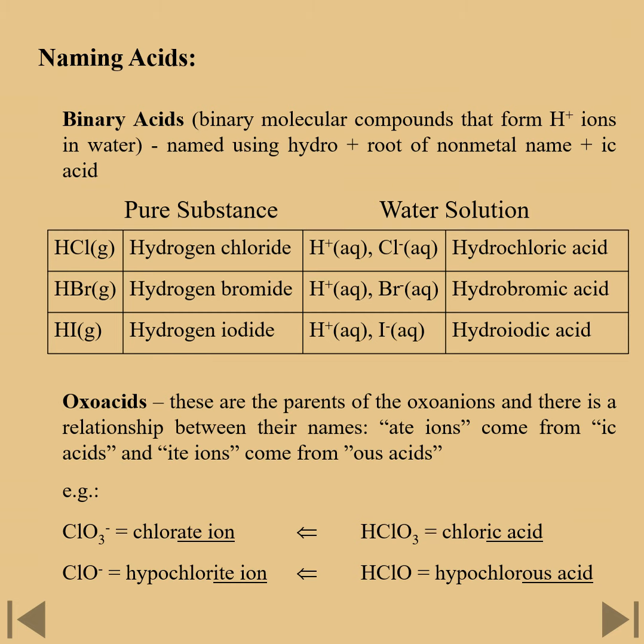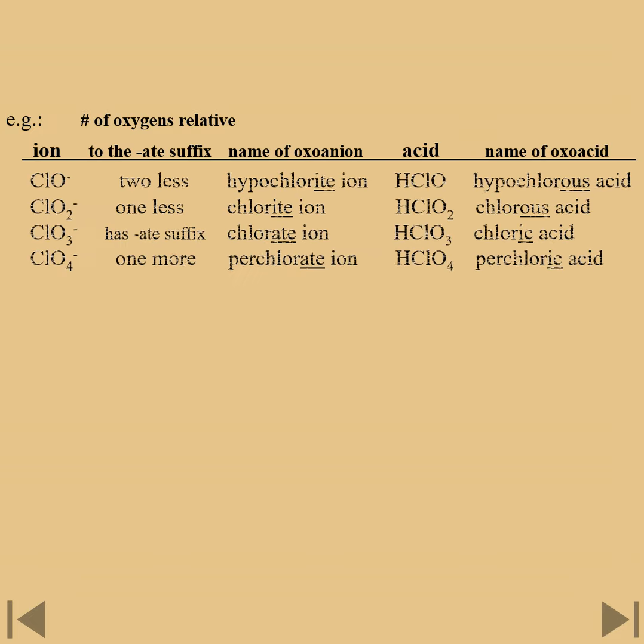Okay, back to that table we saw earlier. Over on the left we had the oxoanions, and over on the right are the oxo acids, and we can see how the ite ions came from the ous acids. So hypochlorite came from hypochlorous acid. Chlorite came from chlorous acid. And the ate ions came from the ic acids. So chlorate came from chloric acid, and the perchlorate ion came from perchloric acid. We're simply replacing ites with ous and ates with ics.